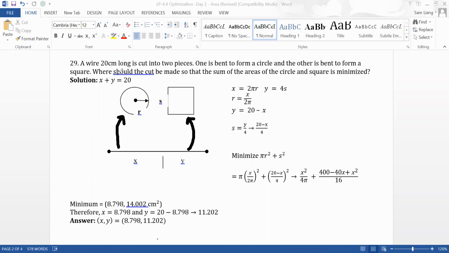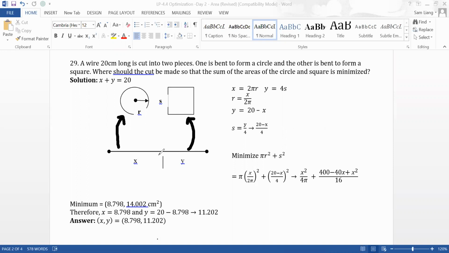And then the question asks, where should the cut be made so that the sum of the areas of the circle and square is minimized? So we have to minimize the sum of the areas of the circle and square. We're going to add pi r squared plus side squared for the areas, and minimize that. But we need to find where x is, right? So where's the cut made?